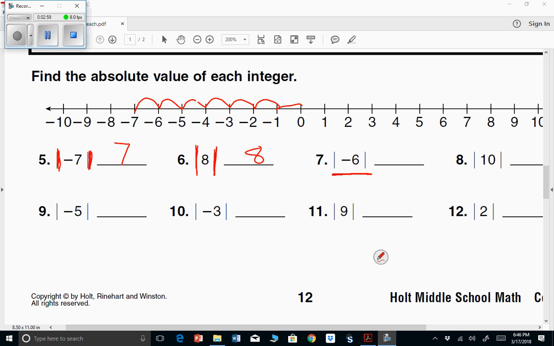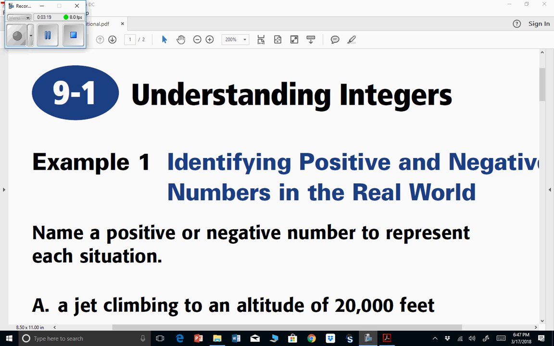The distance of -6 from zero is 6. The absolute value of 10 is 10. -5 would be 5, 3, 9, 2. That's really all there is to absolute value. Here are some examples of problems you might be asked to do.